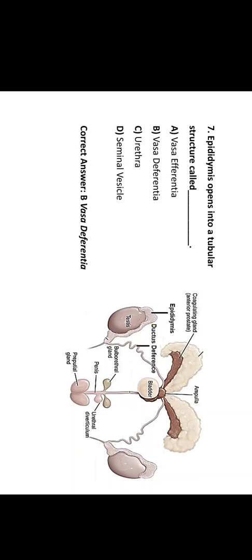The epididymis, which starts from the testis, is a highly convoluted tubule consisting of three parts: head, body, and tail. The tail part of the epididymis opens into a thick-walled tubular structure known as the vasa deferentia. So the correct answer to this question is vasa deferentia or ductus deferens.